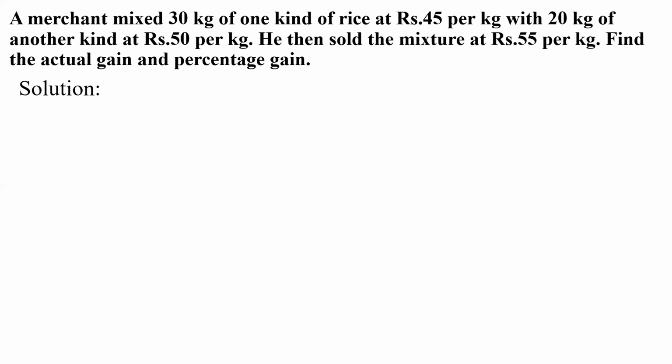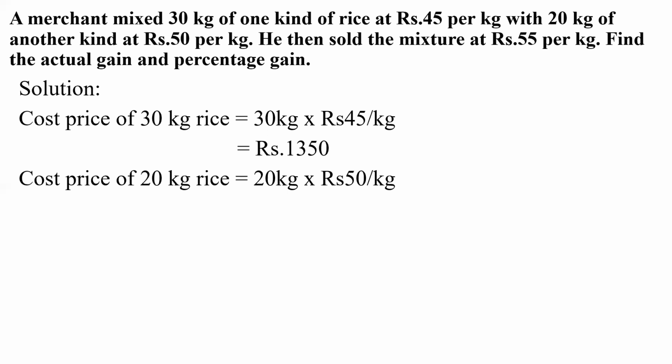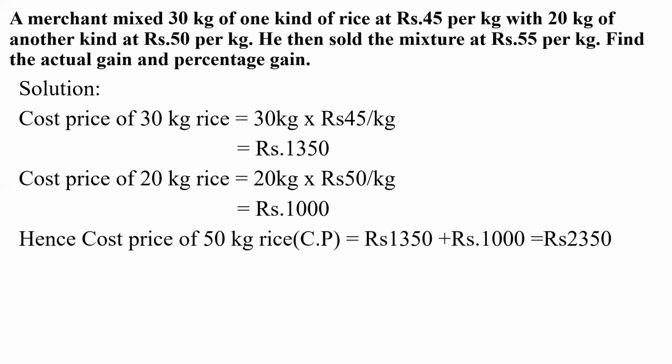So let's first find out separately the cost price of 30 kg rice. And what is that? 30 kg is rupees 45 per kg. So we just multiply 30 times 45. That gives you rupees 1350. And next, the cost price of 20 kg rice is 20 times 50 per kg. That gives you 1,000 rupees, isn't it? Now if you mix 30 kg and 20 kg, it will become 50 kg. Got it? So here the total cost price of 50 kg rice, the mixture, which we consider as CP, is 1350 plus 1,000. That gives you 2,350, isn't it?